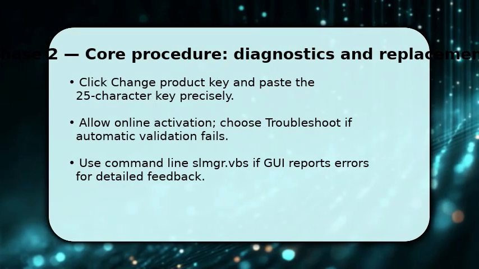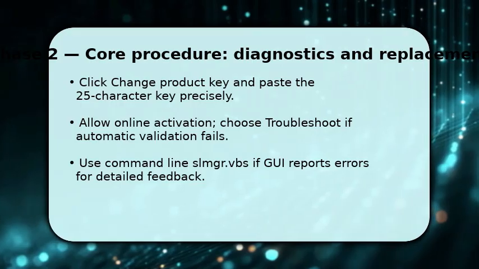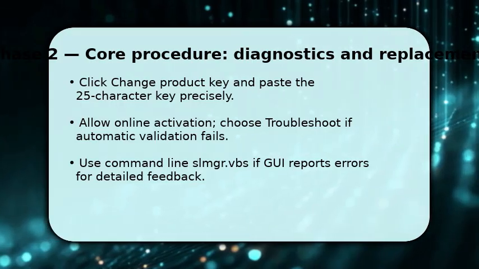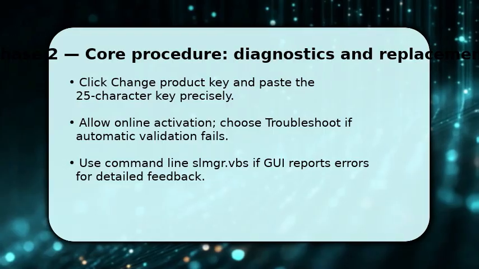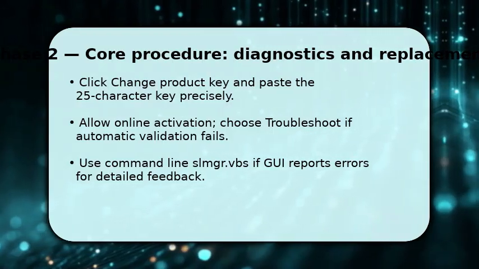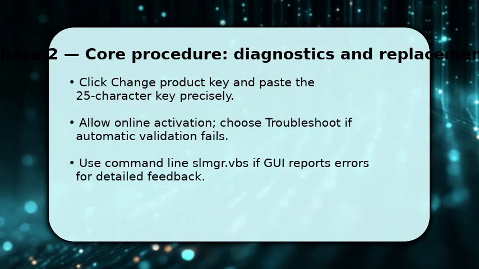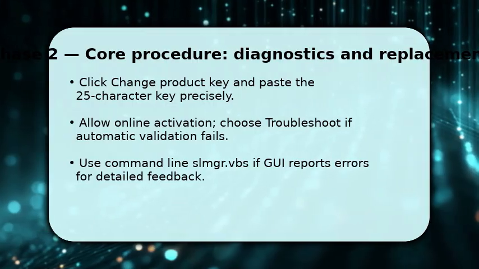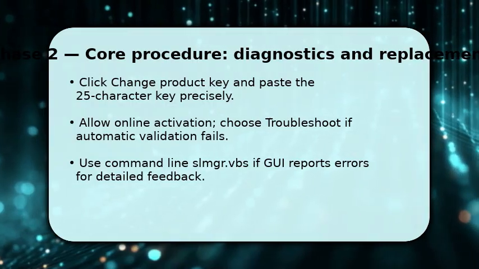Now you enter and validate the key. Click Change Product Key, then paste the 25-character code exactly. Confirm and let Windows contact activation servers. If validation fails, choose the Troubleshoot option. Windows will try to match a digital license or suggest signing in with your Microsoft account.